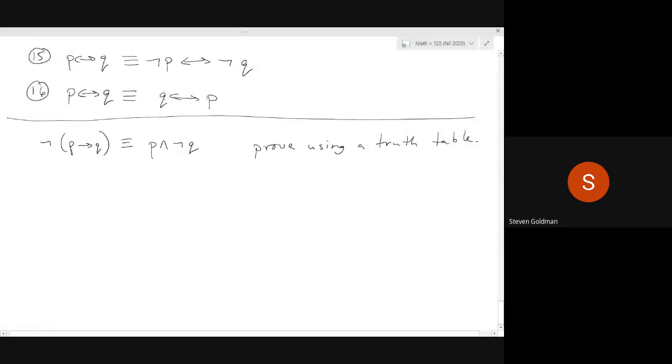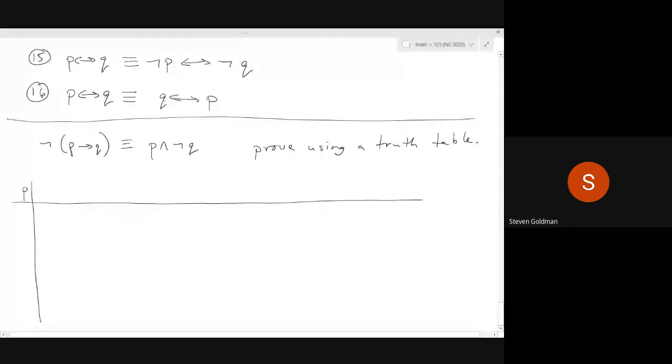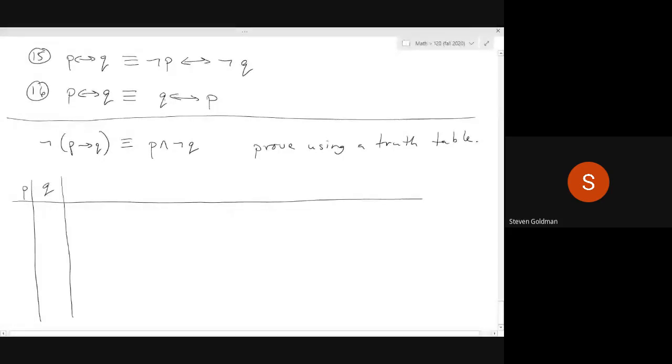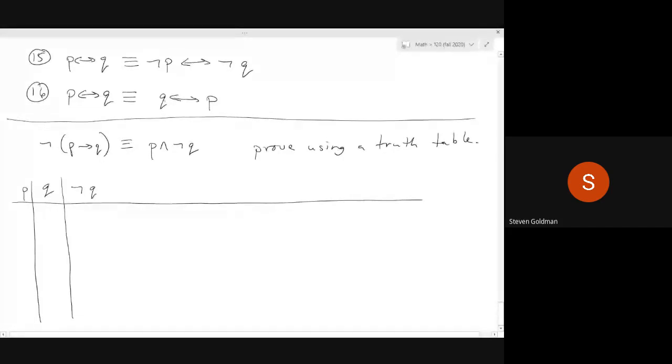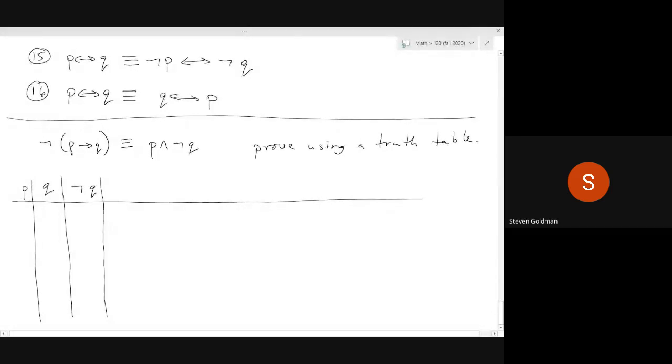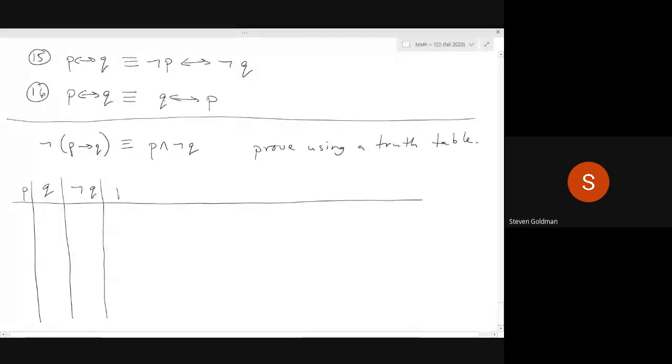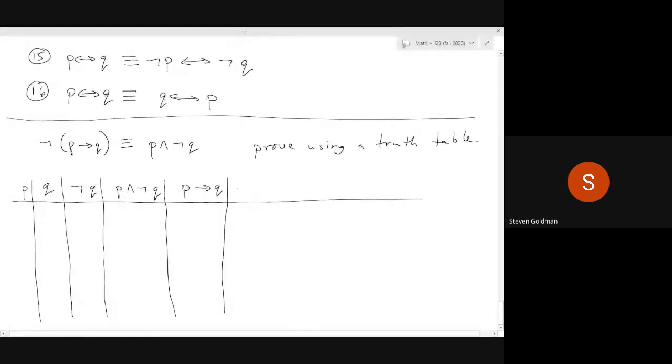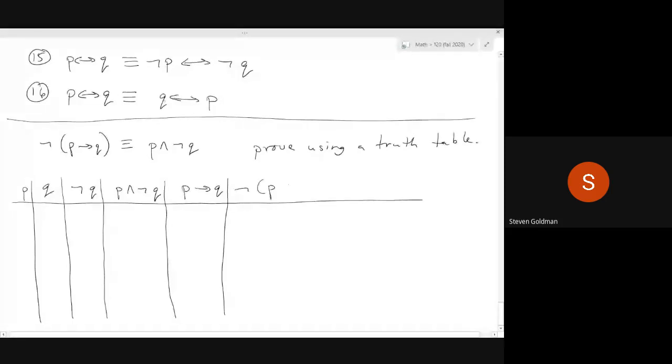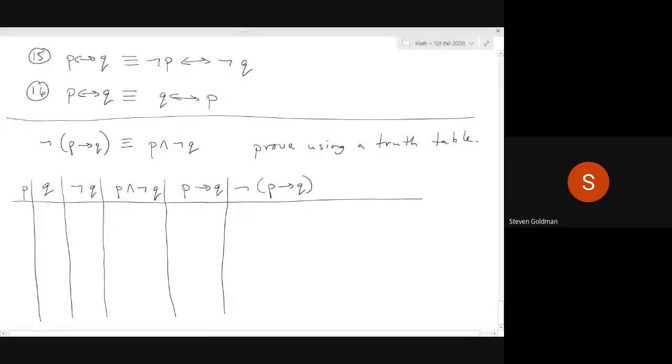So if I want to make a truth table, I have my two variables, P and Q. I've got a not Q here. There's no not P. I have P and not Q. I have if P then Q, and then I have its negation, not if P then Q. Notice I first did if P then Q, and then I did another column for the negation of that. All right, let's plug in everything.